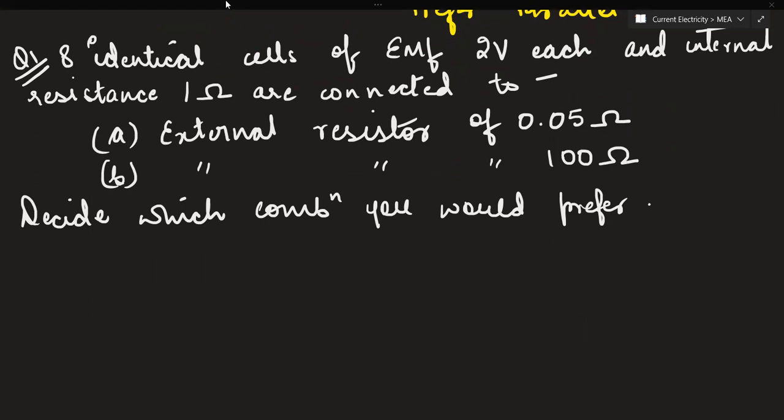Yes, the combination you have taken is correct. First one, you have written both. Okay, second. First one, this combination. Second one, this combination. Fine, fine. The combinations are correct. Now use the normal formula for calculation of current.